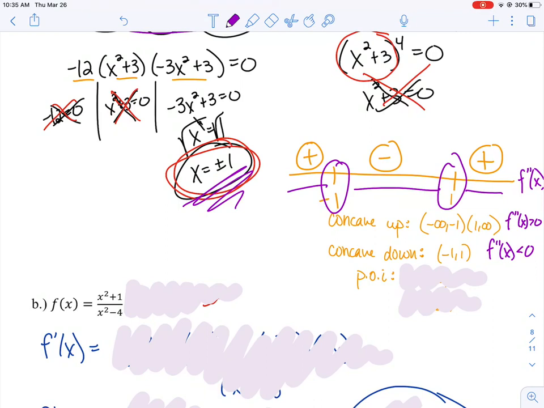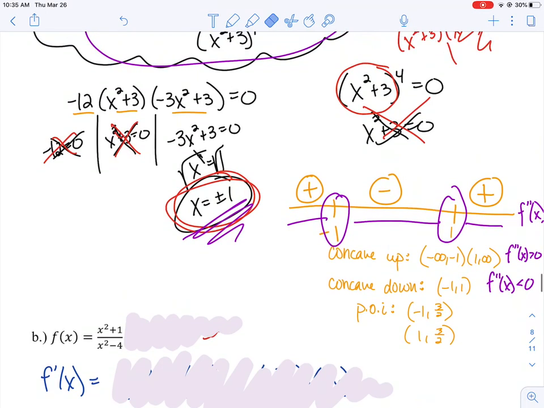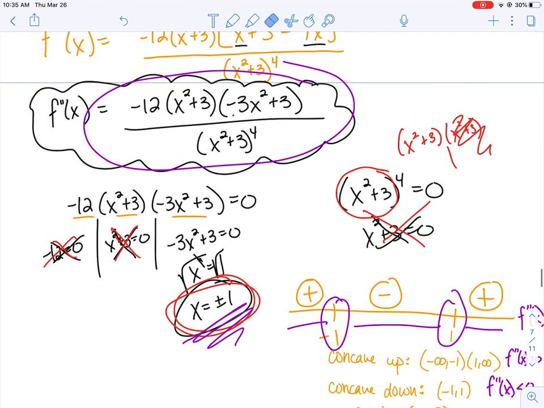So I need you to plug in -1 to our very original equation, and I need you to plug in +1 to our very original equation so we can get those points of inflection. I ended up getting points of inflection at (-1, 3/2) and at (+1, 3/2). So I know where this graph concaves up, concaves down, and any points of inflection, all by using my second derivative. All right, make sure you practice that one.